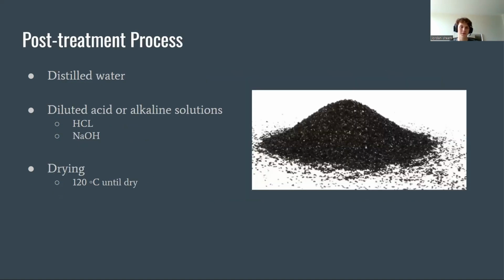And here's the post-treatment process. Its main goal is to get rid of any lasting impurities and balance the overall pH. You can do this by using distilled water or an acid or alkali solution to help achieve a balanced pH. And then from there, the product can be air dried or dried at a lowish drying temperature, like 120 degrees Celsius.